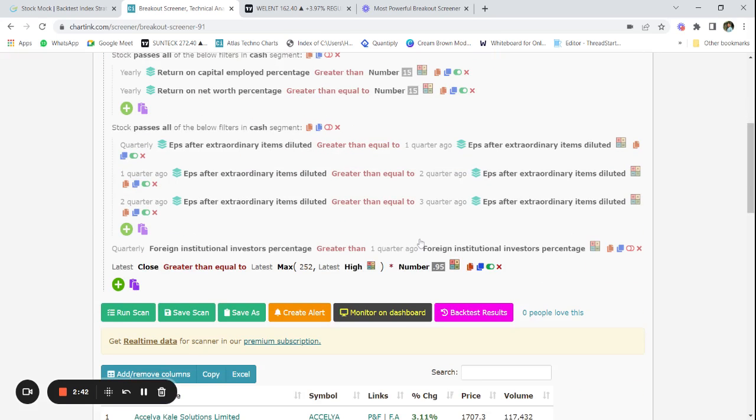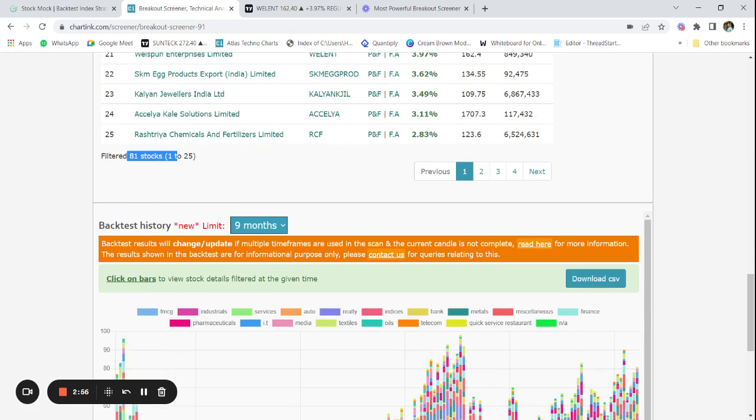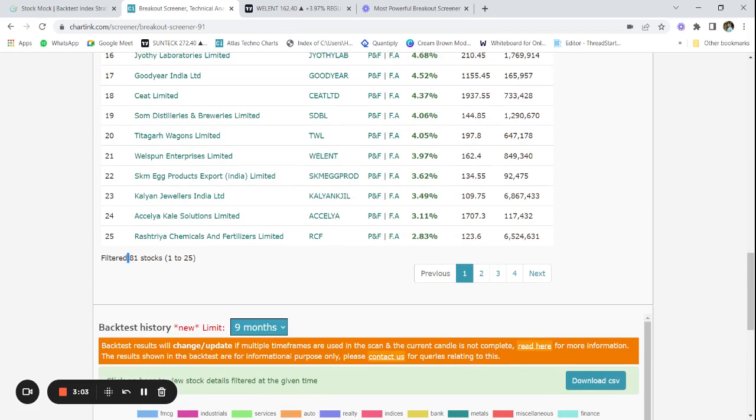The link to this screener is there in the description, and you can use that link for copying. You can open that link in your own charting platform, right? So now I will run the scan here, and as soon as I run the scan, you can see that there are 81 stocks. Now the question arises here: how are you going to select which stocks to buy among these 81 stocks, right?